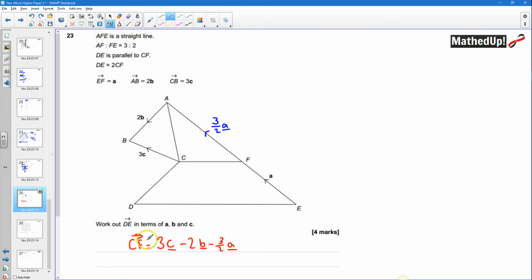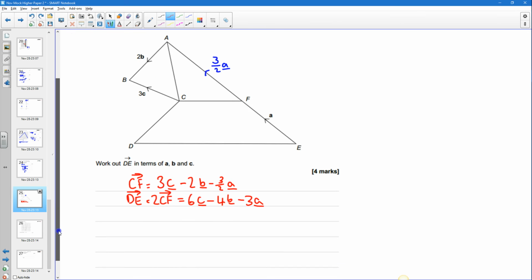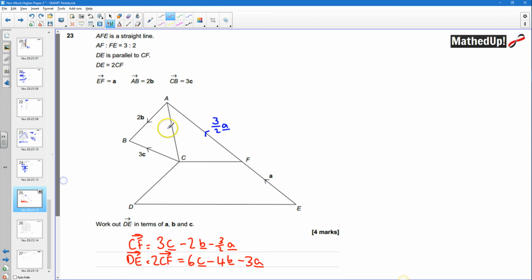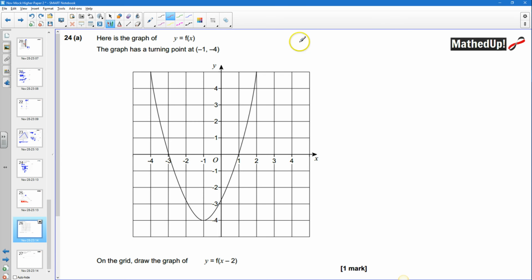So the vector DE is going to be twice as much as CF. So DE is going to be equal to 2 times CF, because we're told that DE is equal to 2CF. So that's going to be equal to 6C, take away 4B, take away 2 lots of 3 halves, which is 3, so take away 3A. So we've got 6C, take away 4B, take away 3A. And there we go.